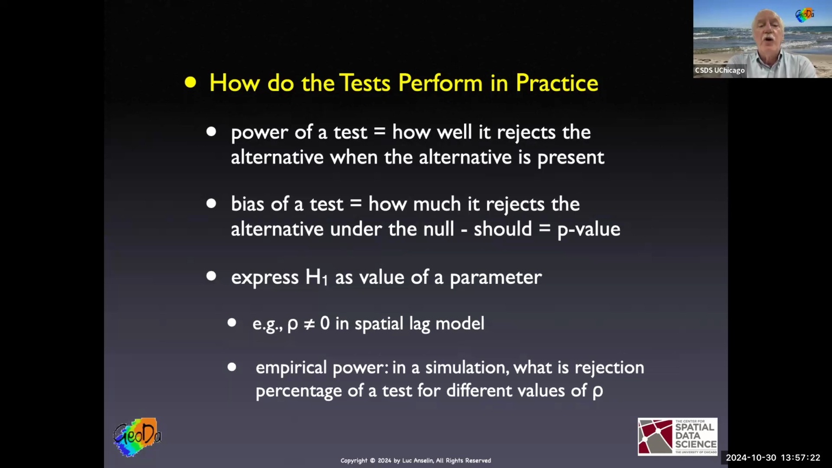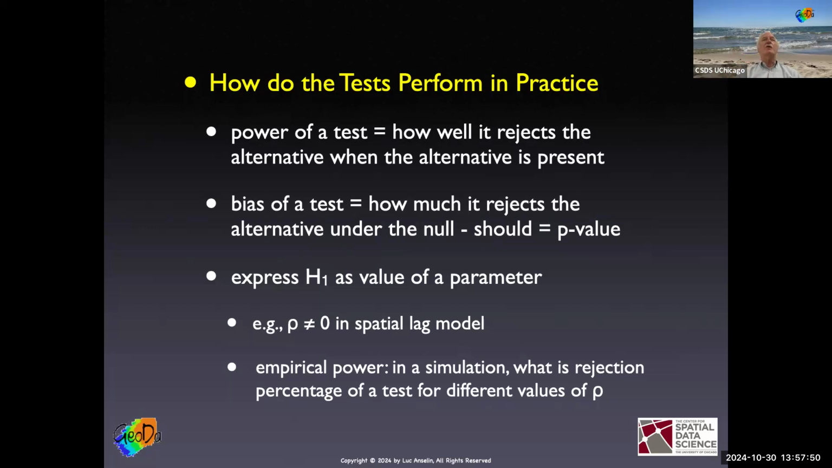And we're going to change the spatial parameter. For example, in a spatial lag model, we start with rho at 0. That will give us the bias. And then we start cranking up the rho, 0.1, 0.2, 0.3, 0.4. And we run, say, 1,000 replications. How often do we reject a null with our test? And that gives us what is called a power function.